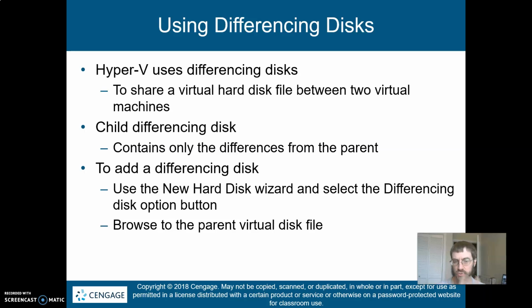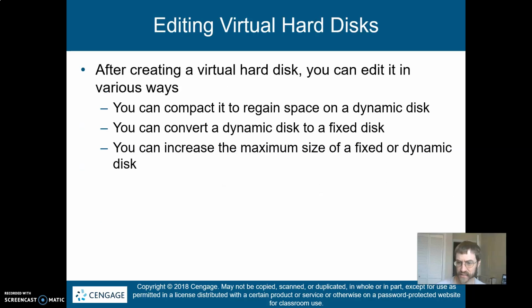If you want to add a disk, you just use the new hard disk button. You select your differencing disk option. You browse to your parent hard disk file, and then you make some changes. After you've created your hard disk, you can edit it. You can compact it if you need to regain space on your dynamic disk, but make sure you don't shrink it past what you need. You can also turn a dynamic disk into a fixed disk.